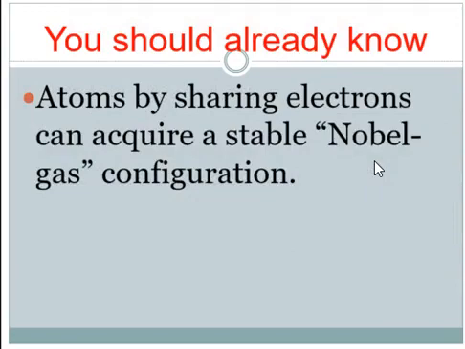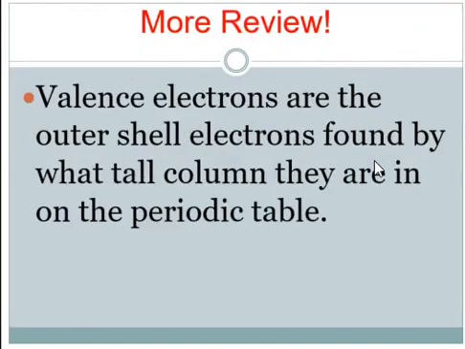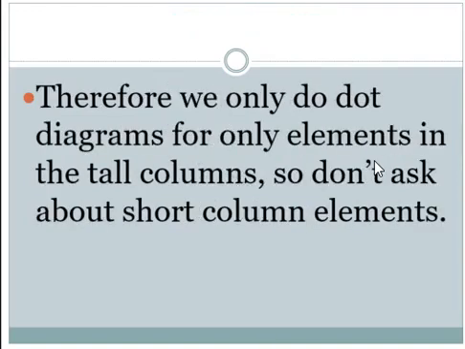So you should already know that atoms share electrons in order to create a stable noble gas configuration. So the valence electrons are in the outer energy level. You should already know that. And you should know how to figure out the number of valence electrons. There's a Roman number on each of the tall columns, and that Roman number tells you how many valence electrons that element has. And so we only are doing it for the tall columns. We do not do it for any of the D or F sections of the periodic table. So we're only going to be doing it for the 8 tall columns, and the valence electrons are the number found over top of each of the columns on the periodic table.